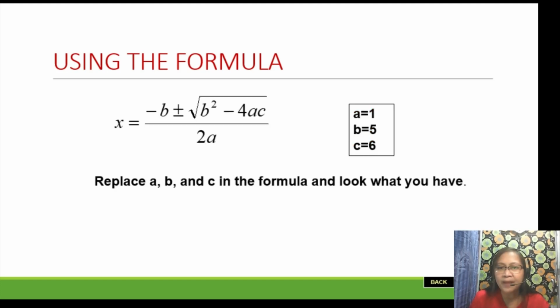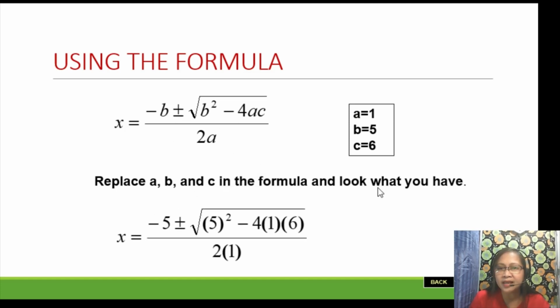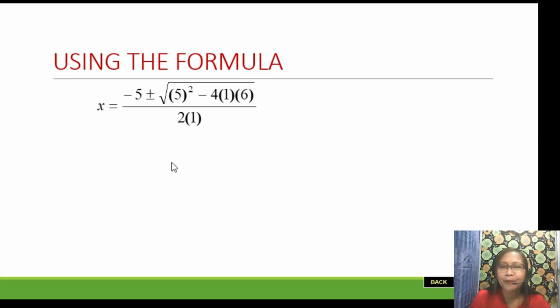And then, what happened? Yan. You're going to replace a, b, and c. And look what you have. So, our a is equal to 1. Yan, yung a natin which is dito, puros A natin, di ba? So, nagiging 1. Ang B natin is 5. Ang letter C natin is 6. Okay. So, now that we have already done substituting the values of A, B, and C, let us simplify.